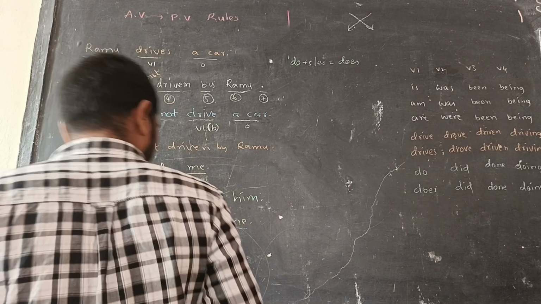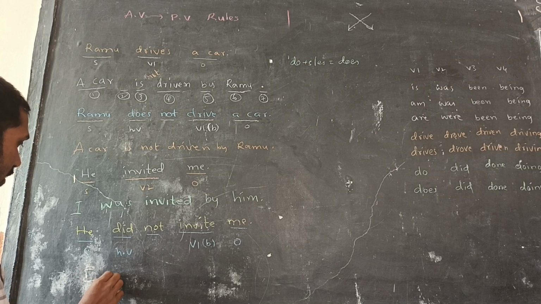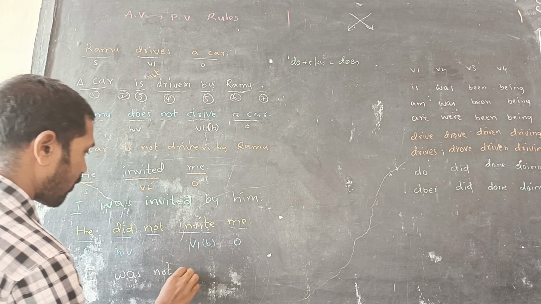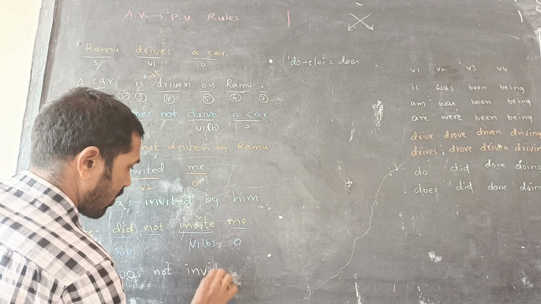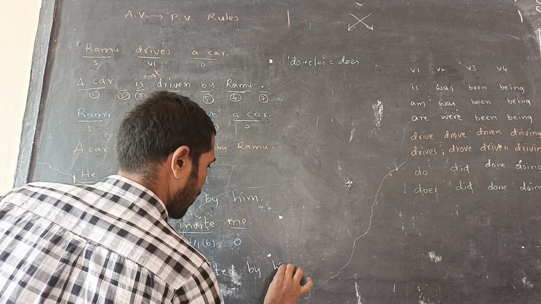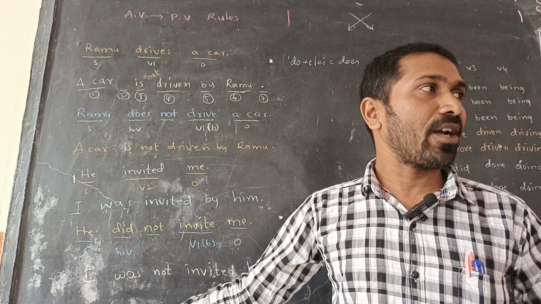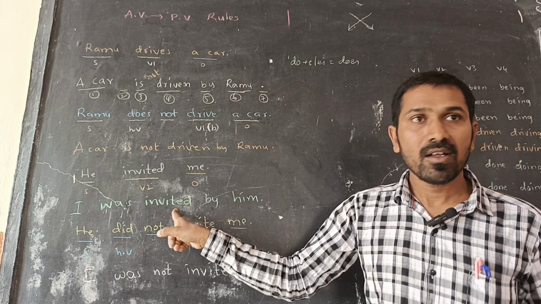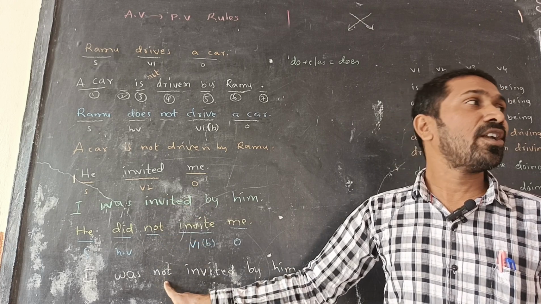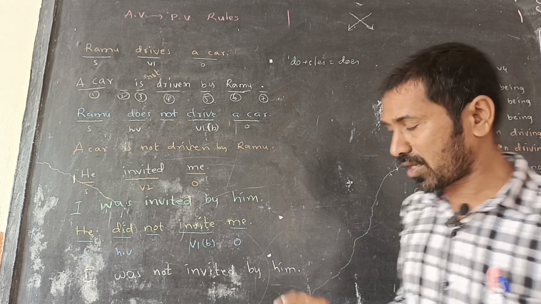Next. I was not invited by him. Simply making negative for the given active voice. Positive as active voice, positive passive voice. For that statement, negative we made. Okay, now that is why we dropped did. Okay.